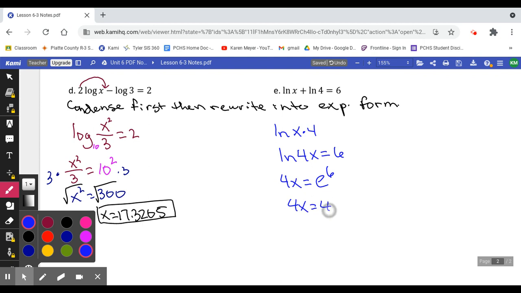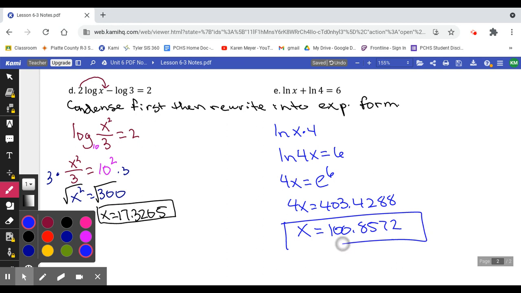So 4x equals 403.4288 when I do e to the 6th power on my calculator. Divide that, and I get x equals 100.8572. Done.